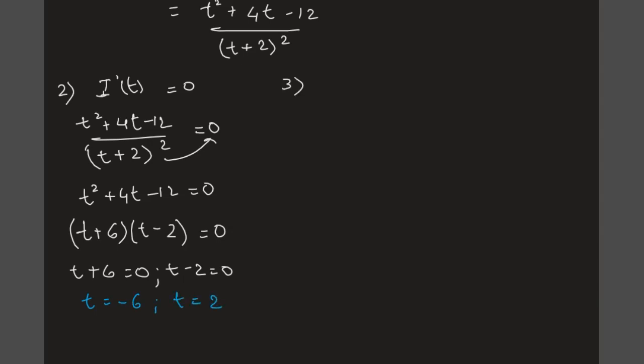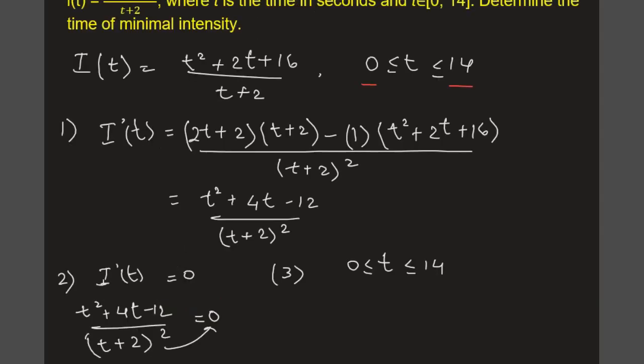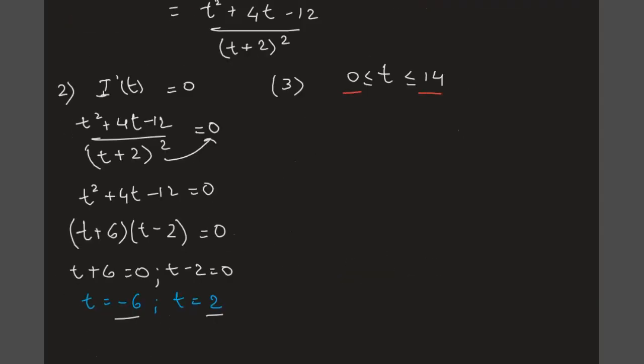My third step is to find out if these critical numbers lie within the domain, and my domain was 0 to 14. You see, this was our lower and upper limit. Our critical numbers are -6 and 2, and we see that -6 does not lie within the domain, so we're going to cancel this out. All we're going to work with is 0, 2 and 14.